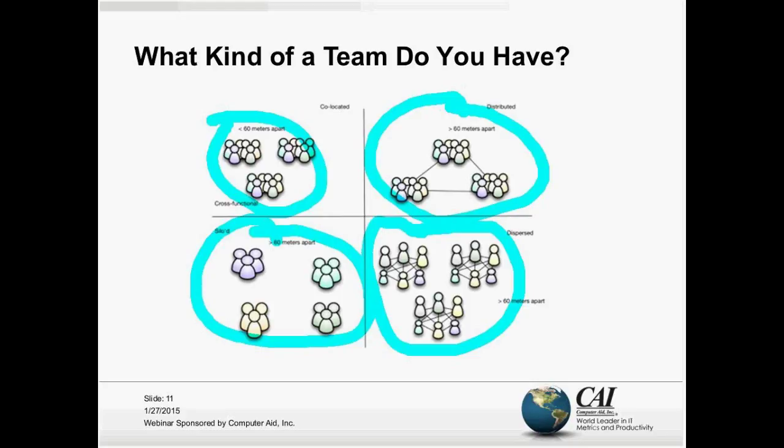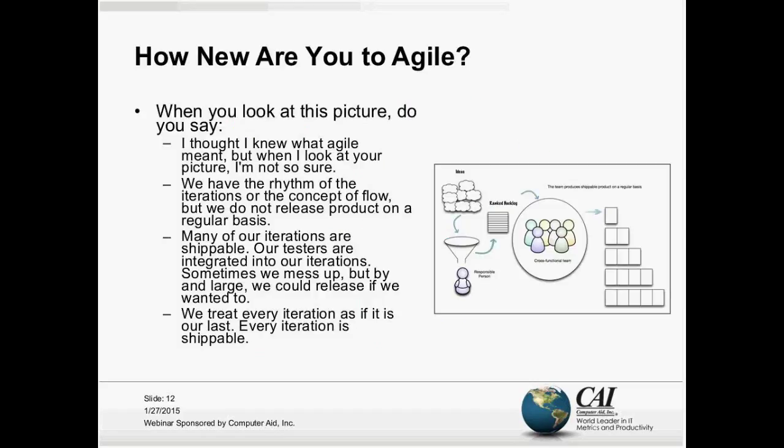But if you have co-located teams, Agile can be easy. Well, at least easy to do in principle. If you have distributed teams where people are all over the globe, but they're feature teams, Agile can still be easy. But once you have dispersed teams and siloed non-co-located teams, Agile starts to be pretty darn hard. So let's actually ask, how new are you to Agile? And maybe you can answer in the chat.